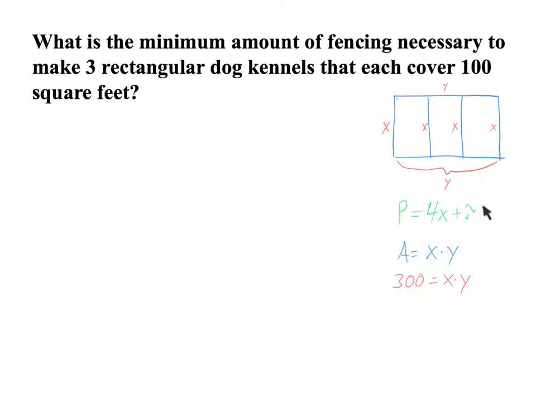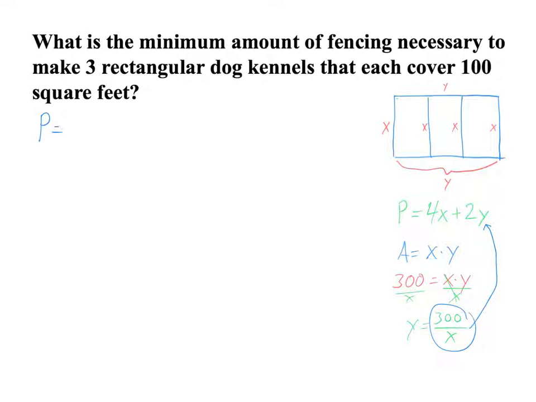But isn't this my primary equation, the equation we're trying to look at? Now watch this. Could I solve this for y and stick it right there so everything's in terms of x? So watch this. I'm going to solve this for y. I'm going to divide by x. So I now have y equals 300 over x. And I'm going to take this and put it right there so I make a nice, clean perimeter equation. So I'm going to put it right here.